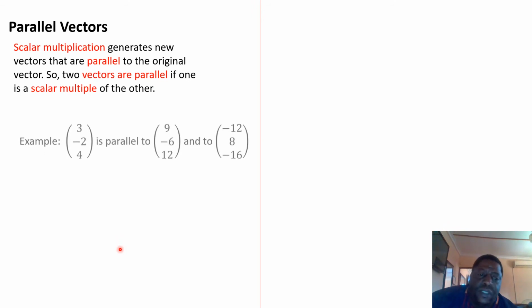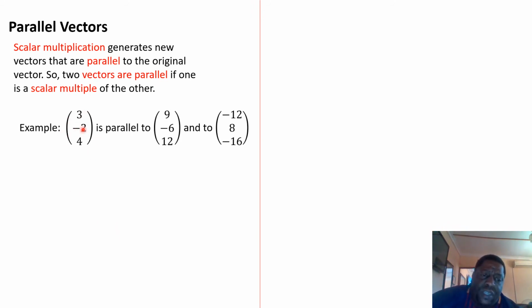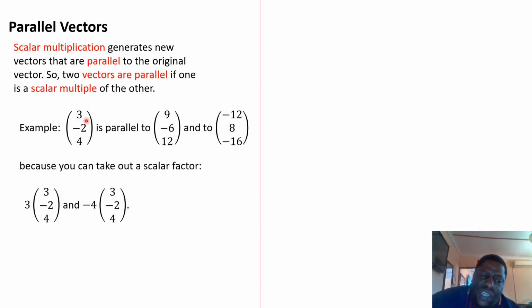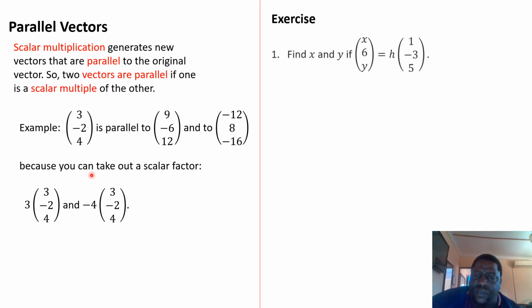Then you just give your simple answer: the two vectors are scalar multiples of the other, because they are parallel. Right, so when you look at 3, -2, 4, and you have 9, -6, 12, you would see that if you take out 3, these are scalar quantities, because 3 times 3, 3 times -2, and 3 times 4 gives you this vector here. Well, if you look at this other vector, if you take out -4, you do get the other vectors you can see there. So these are parallel vectors.